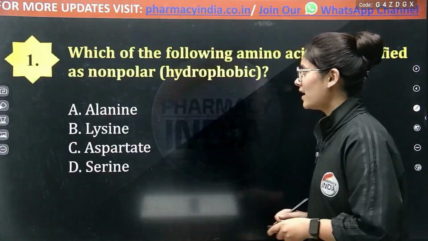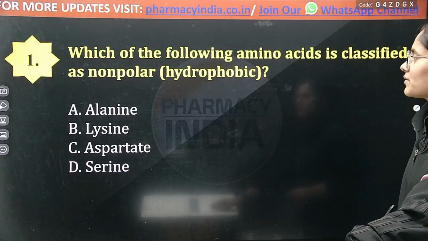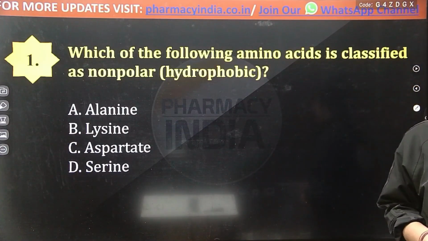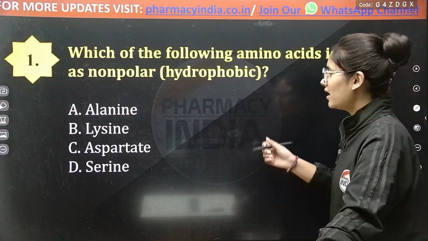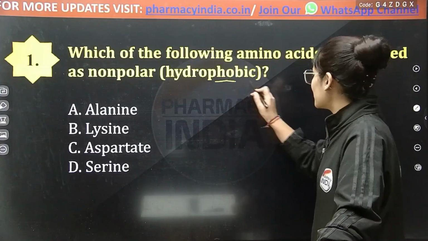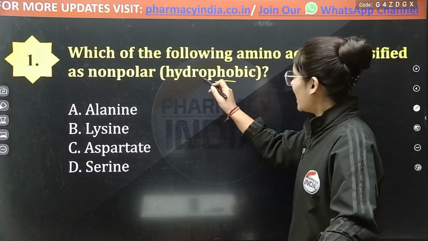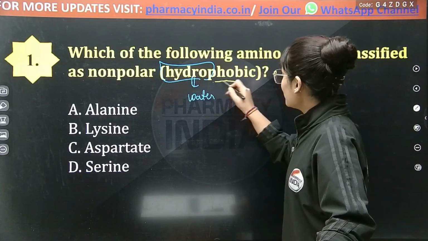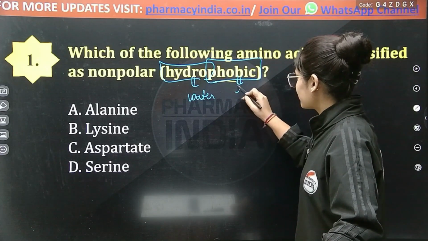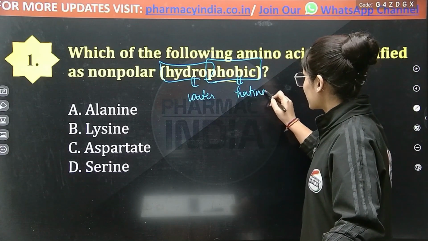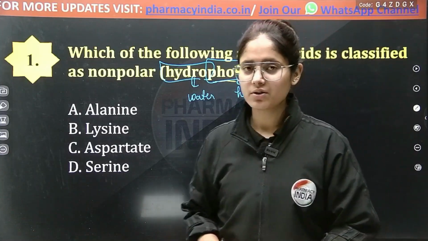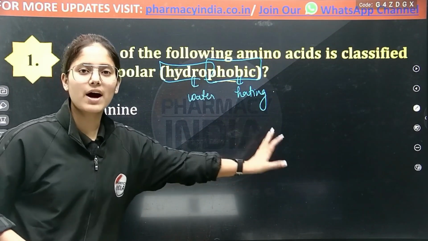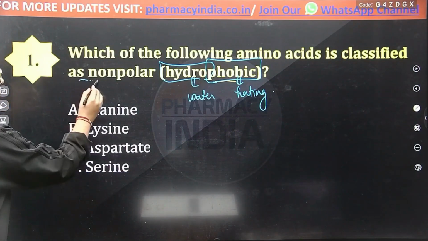Moving on to our first question. Which of the following amino acids is classified as non-polar, that is hydrophobic? Now, what is the meaning of hydrophobic? See, hydro means water and phobic means hating. So basically those amino acids which are considered water-hating are known as non-polar amino acids.